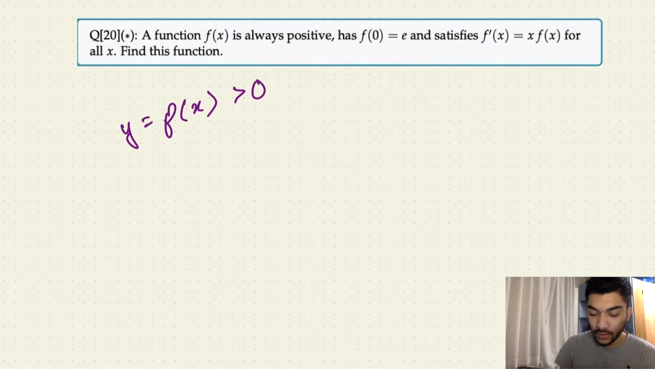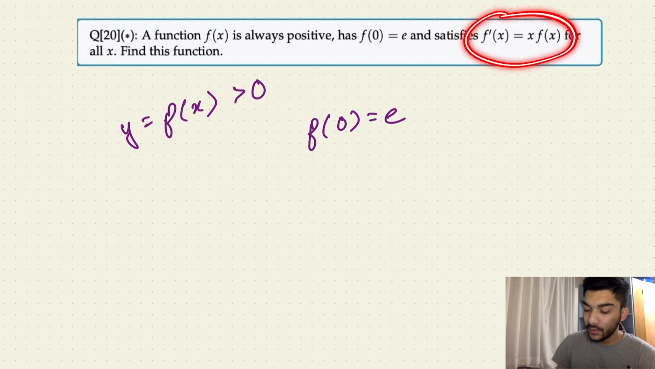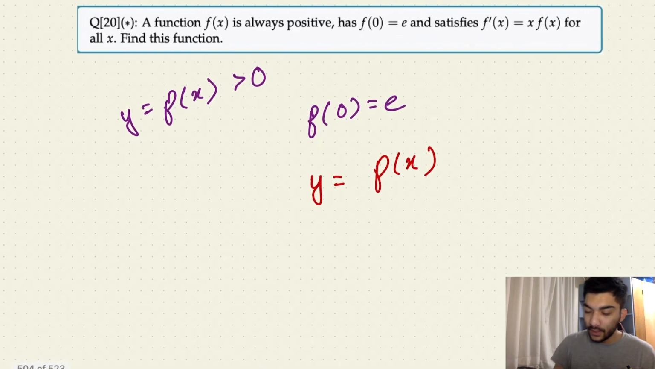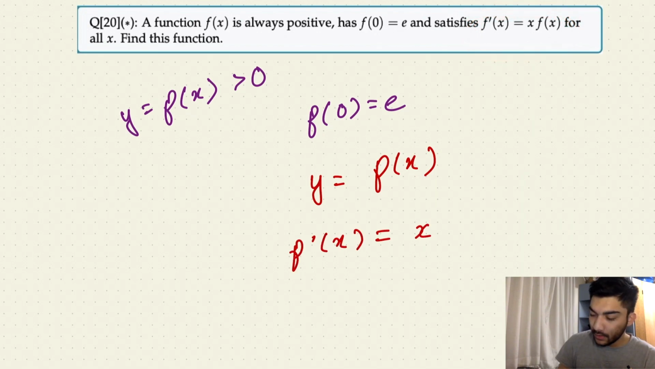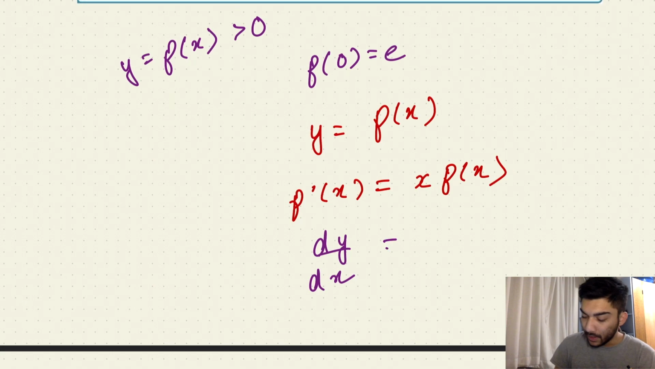And you also have the initial condition, which is f of 0 equals e, and you have also been given the differential equation over here. The differential equation is f dash x equals x f of x, and if we assume our y to be f of x, we can write this equation simply as, since f of x is also y, f dash x can also be written as dy by dx.